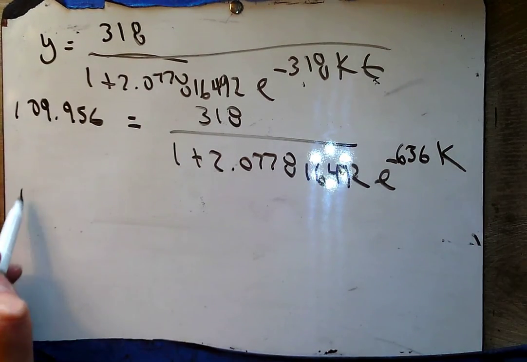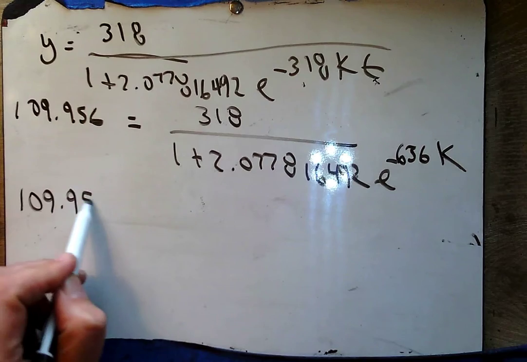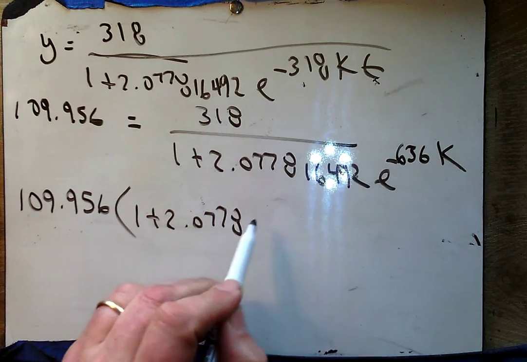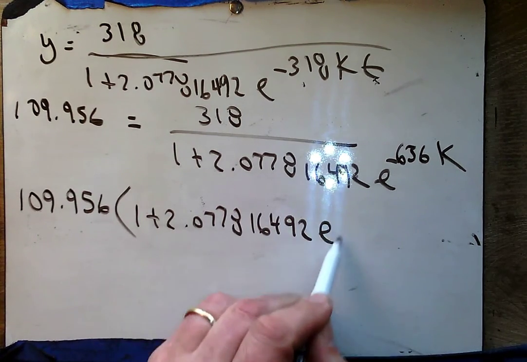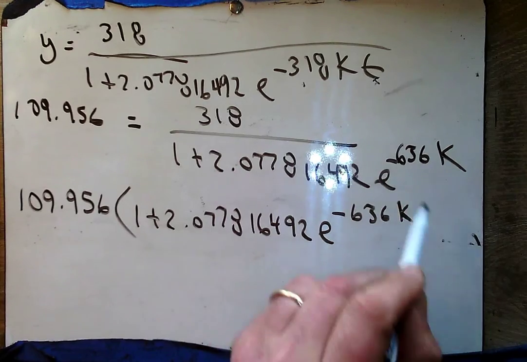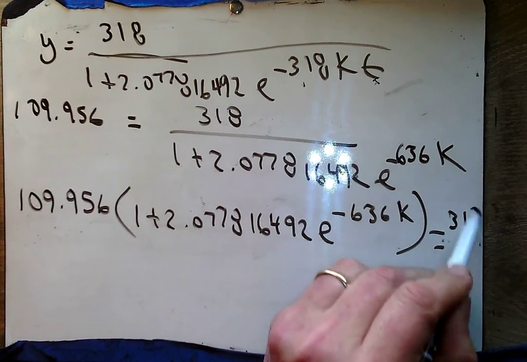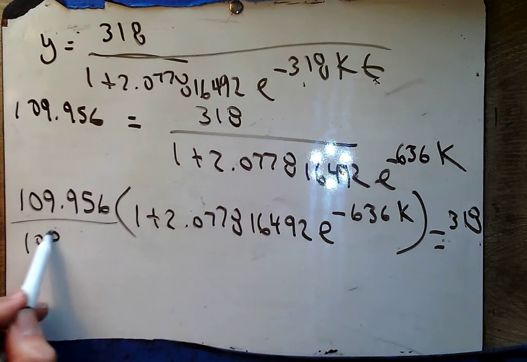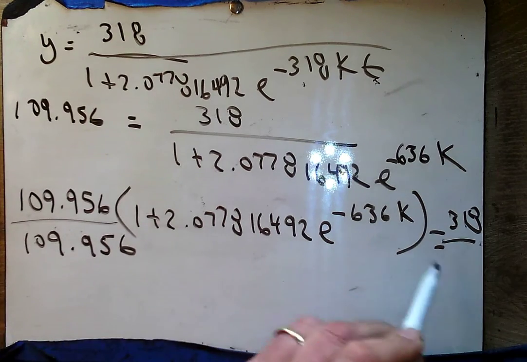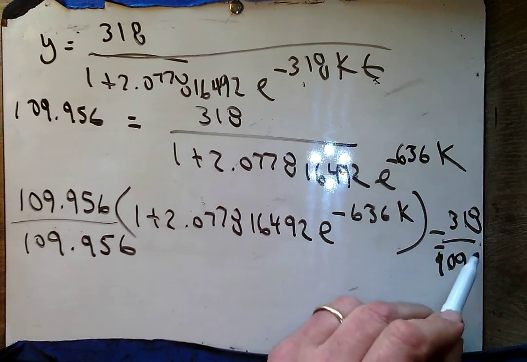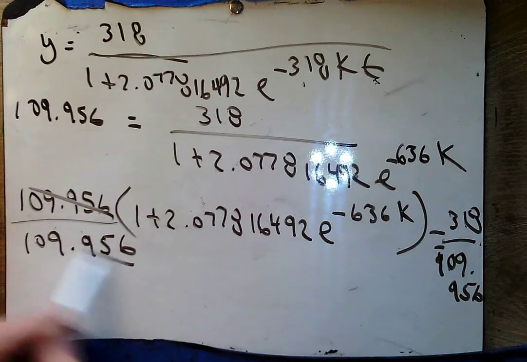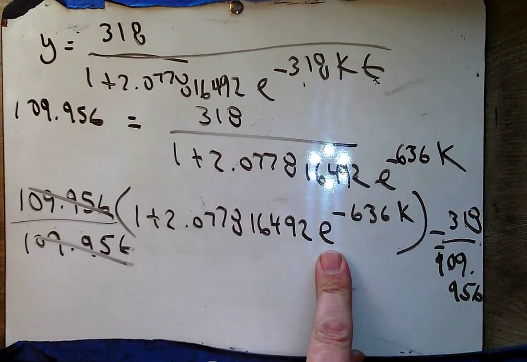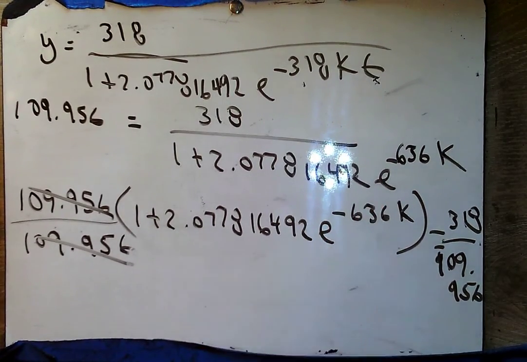But, again, resist the temptation to distribute. 109.956 times 1 plus 2.077816492 e to the minus 636k equals 318. All right. Now, the reason I don't want you to distribute is because I want you to divide. And then I'll subtract 1, and then I'll divide by my b value, and then I'll take the ln of both sides, and then I'll divide by negative 636.